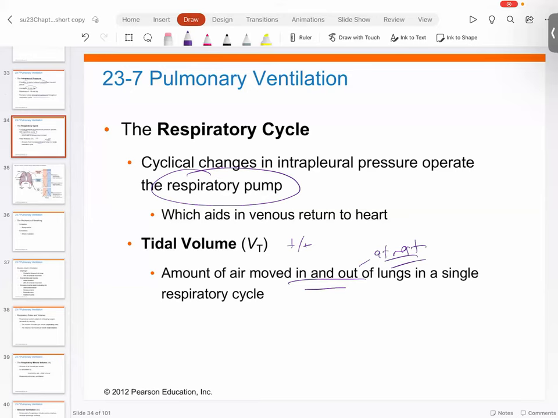So this is just your tidal inflow, outflow, inflow, outflow. This is kind of what it looks like. You're just breathing in nice and gentle, like this is a nice tidal flow in and out.